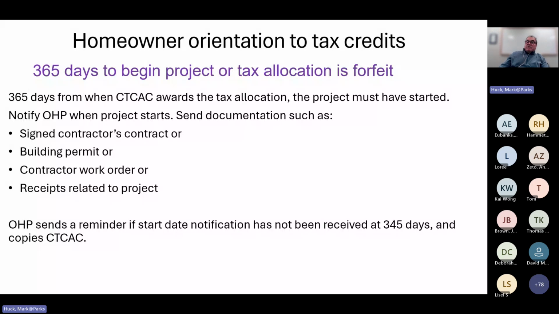Okay, I want to emphasize the 365 days to begin. The project must have started within 365 days for all projects, including federal projects. Notify OHP when the project starts. You can send documentation like a signed contractor's contract, a building permit, a contract work order, or receipts related to the project. And we will be keeping track of the start date. If we haven't received one, we will be sending reminders to outstanding projects beginning 345 days after allocation award.